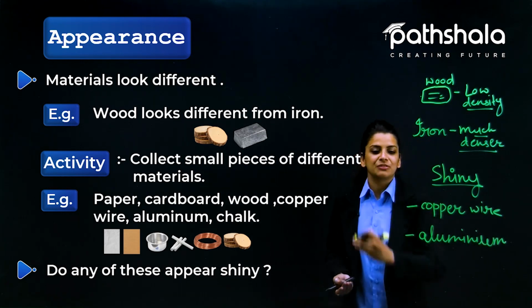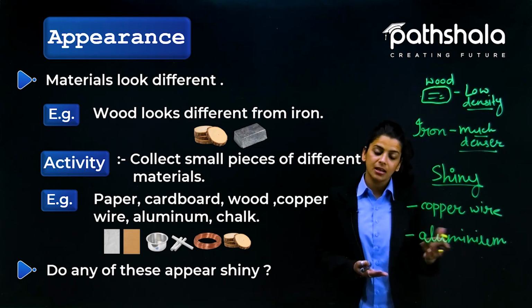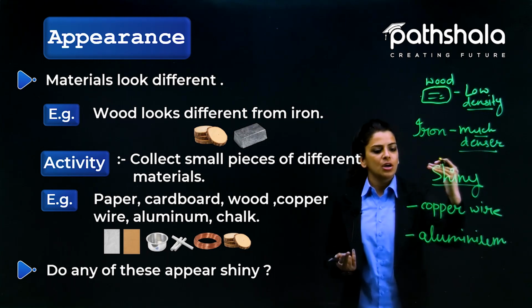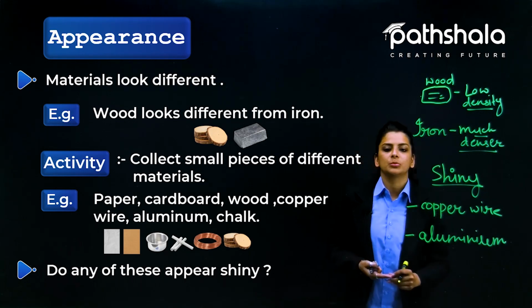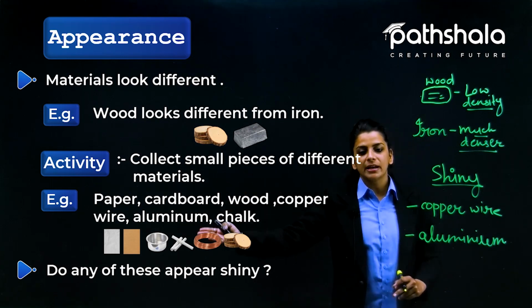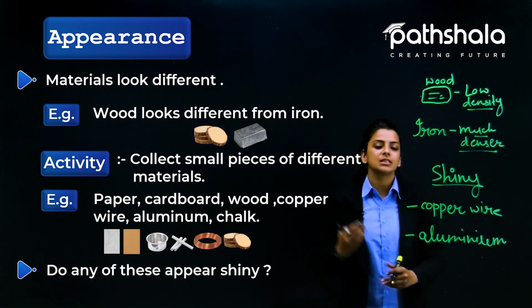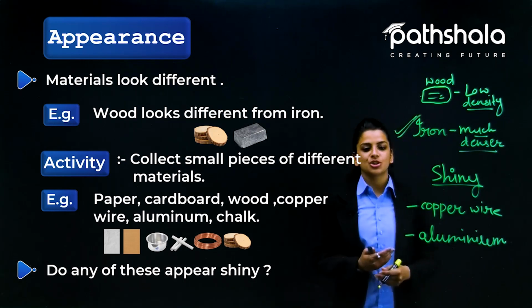So इस activity में we are differentiating between the objects that are shiny and that are non-shiny. We have two objects that are shiny, that is copper wire and aluminium. And apart from that, paper, cardboard, and what else? Chalk and wood. These objects are non-shiny. Also we have iron, which is shiny.